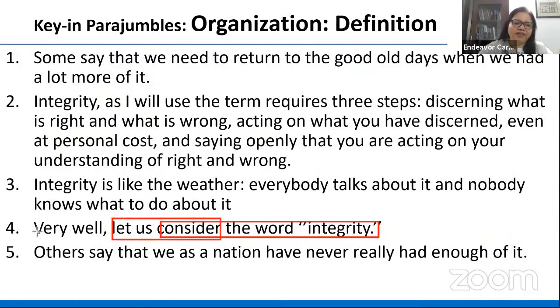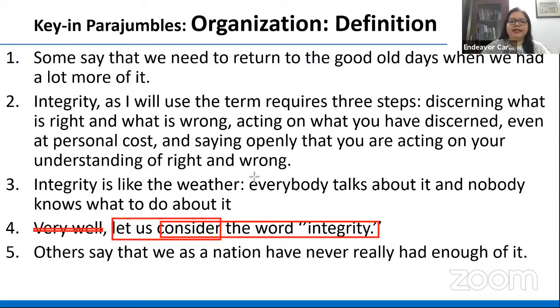Now, this very well looks almost like I am answering some question. Someone has raised a question and I am responding to that question. So it might even mislead you. You wonder, 'very well', how can it start? But that is the trickiness. 'Very well' is almost like a casual opening. Let's consider the word integrity.